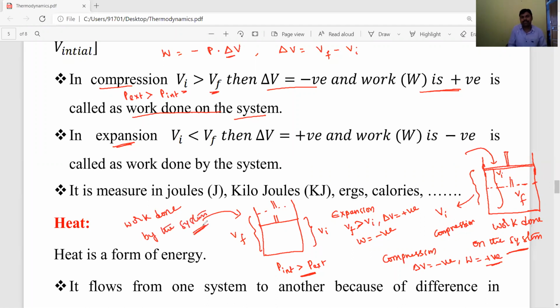So you have to remember two points only. Whether or not you remember all these diagrams, it's not a matter.